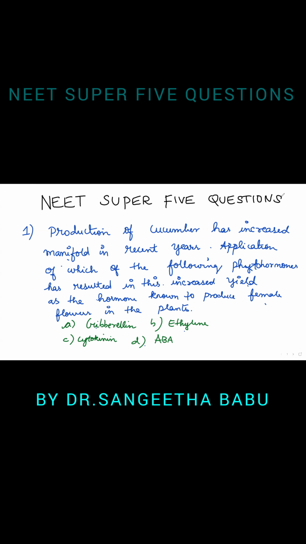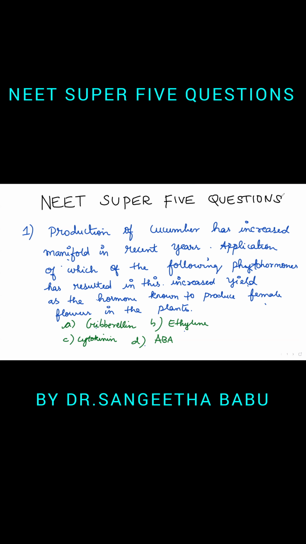The production of cucumber has increased manifold in recent years. Application of which of the following phytohormones, that is plant hormones, has resulted in this increased yield, as a hormone known to produce female flowers in the plant? So what will be the answer here?